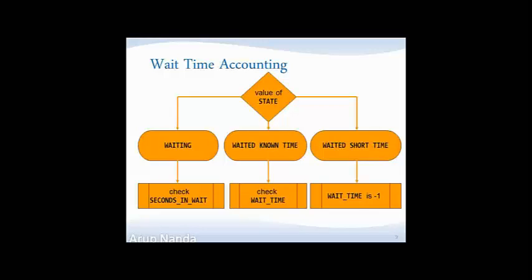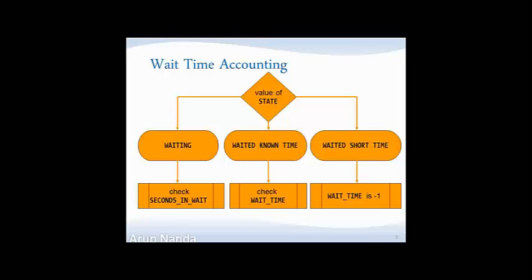Now, I don't know about you, but I always get confused with all these explanations. So for me, a flowchart makes a lot of sense. So this is how the flowchart looks. Look at the column called state. If state is waiting, check for seconds in wait. That means the session is waiting for something. It's not doing productive work.